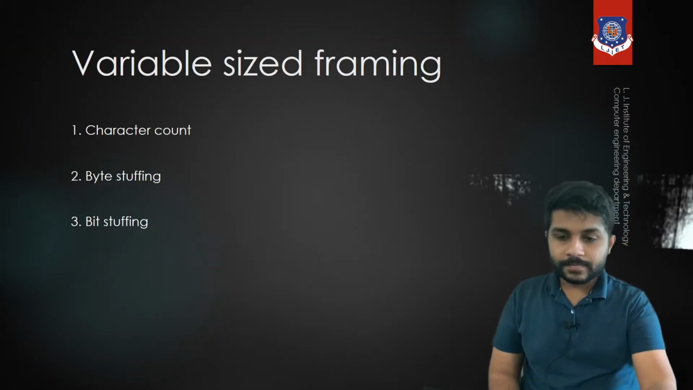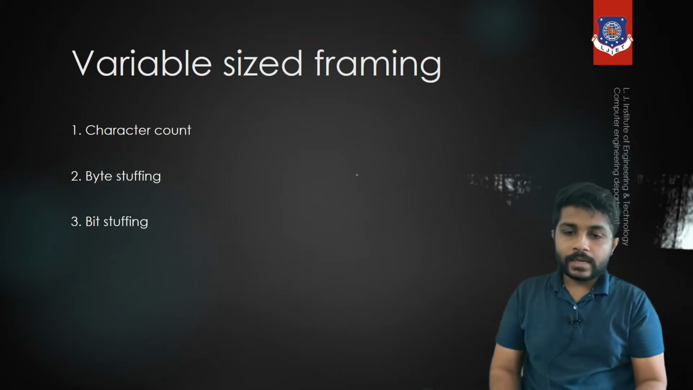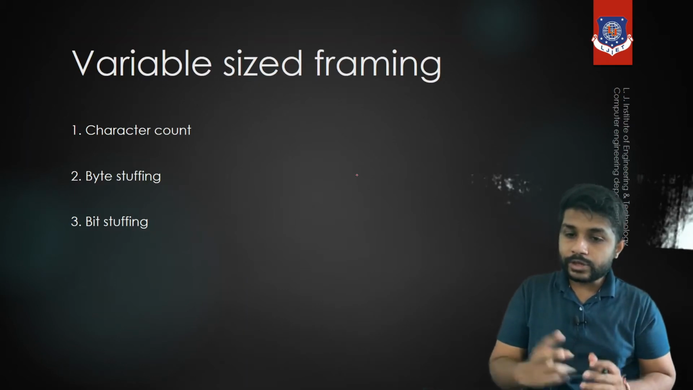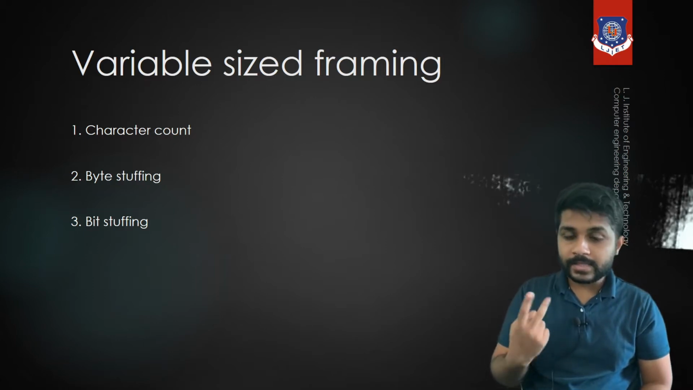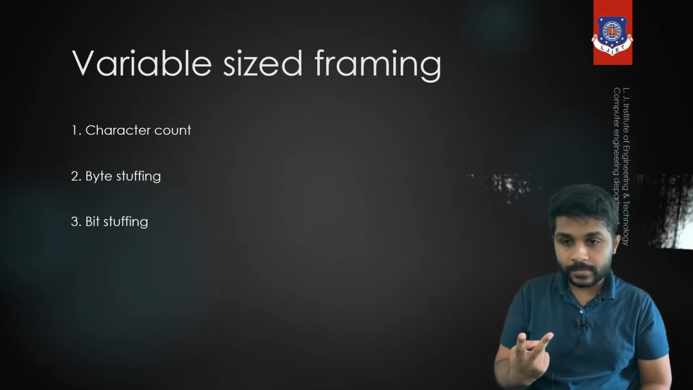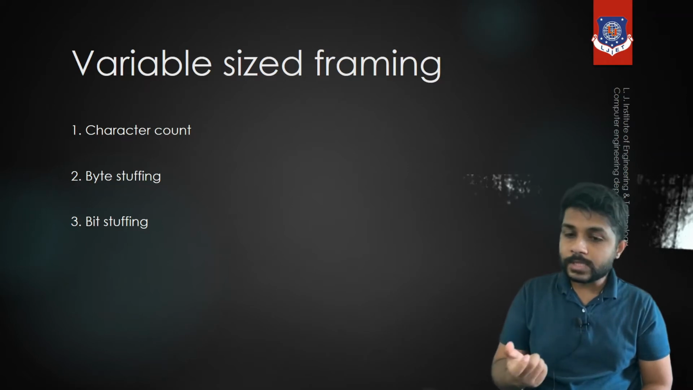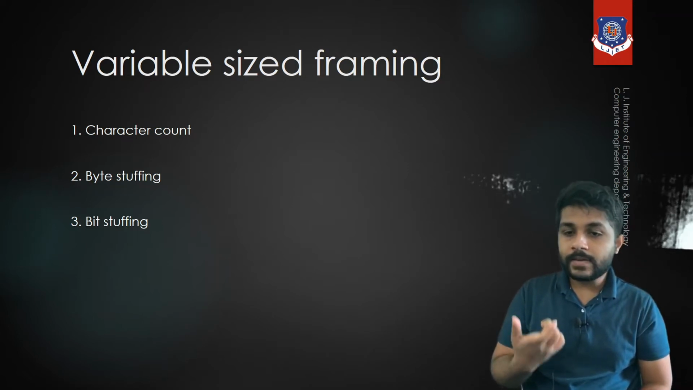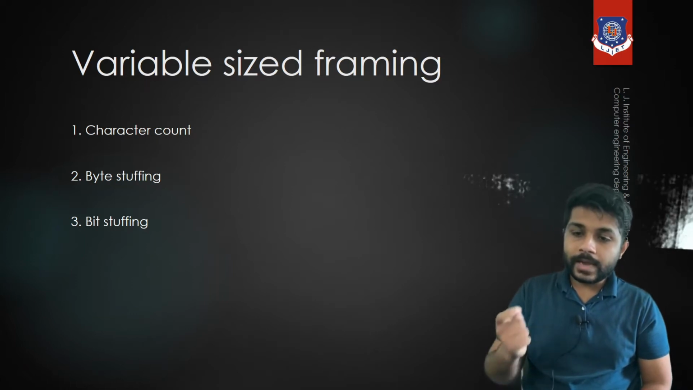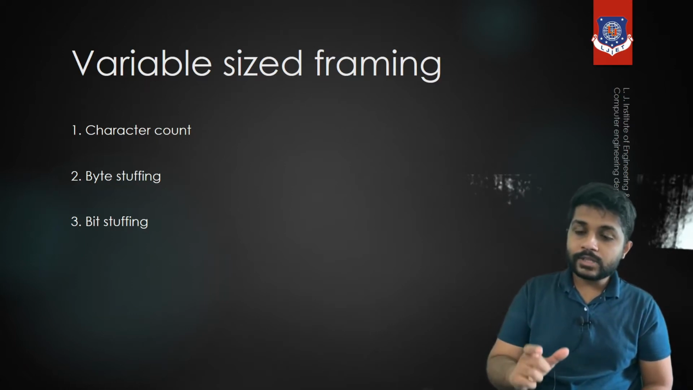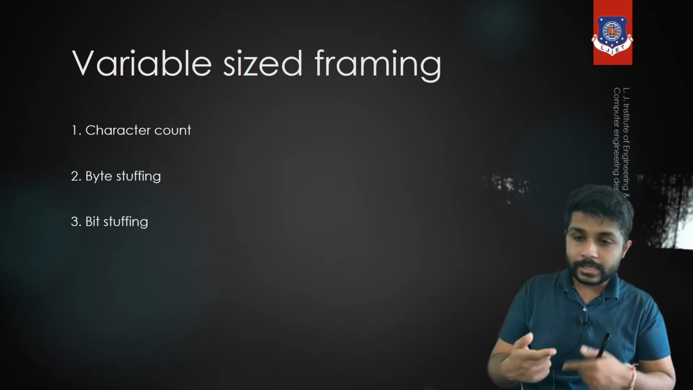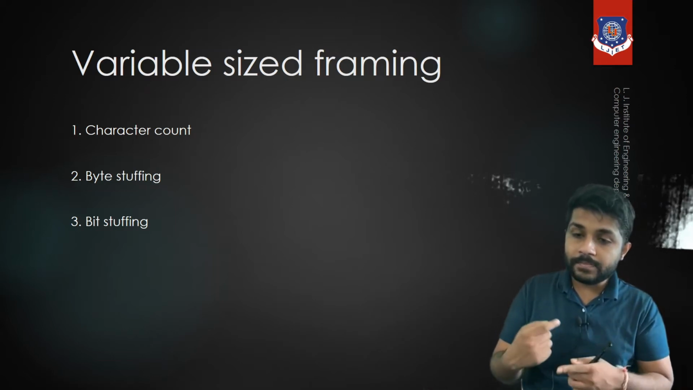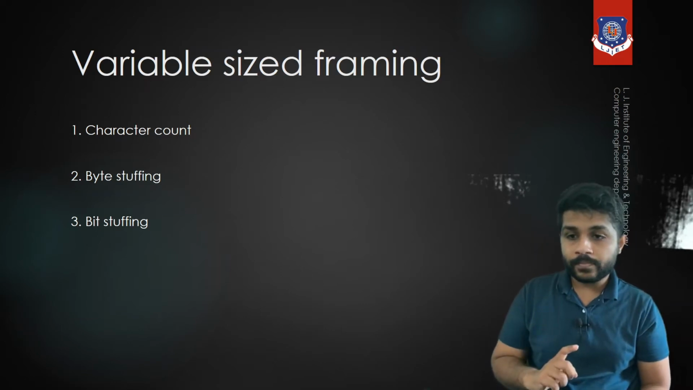So let's start. Now we know that framing is generally divided into two types. The first one is fixed size framing and the second one is variable size framing. In fixed size framing, we have seen that the size of the frame is fixed, let's say 5 bits. So the receiver can easily understand that the size of the frame is 5 bits, so it will receive every 5 bits and consider every 5 bits as one frame.